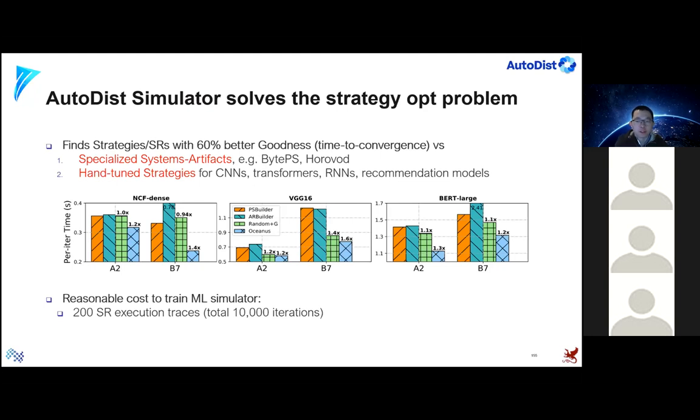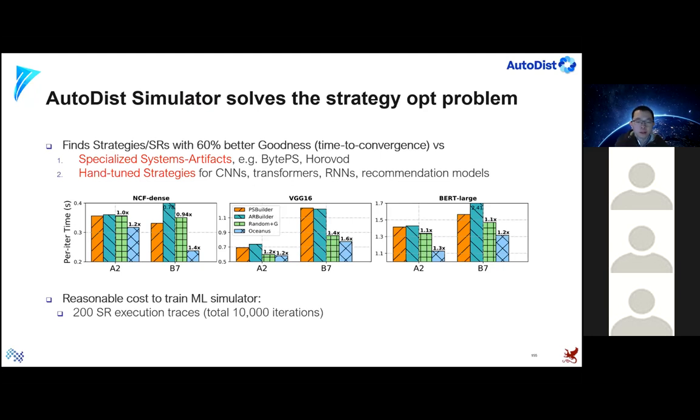Despite the performance, the key advantage I want to highlight is, first, obtaining these strategies following this method is fully automatic. It does not demand system or distributed ML expertise. And it comes with a reasonable cost, like 200 system representation execution traces to train that ML simulator.